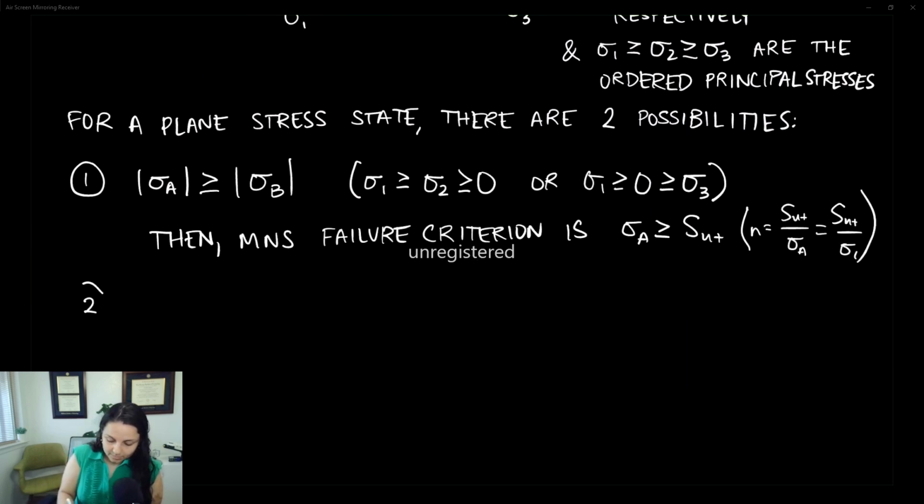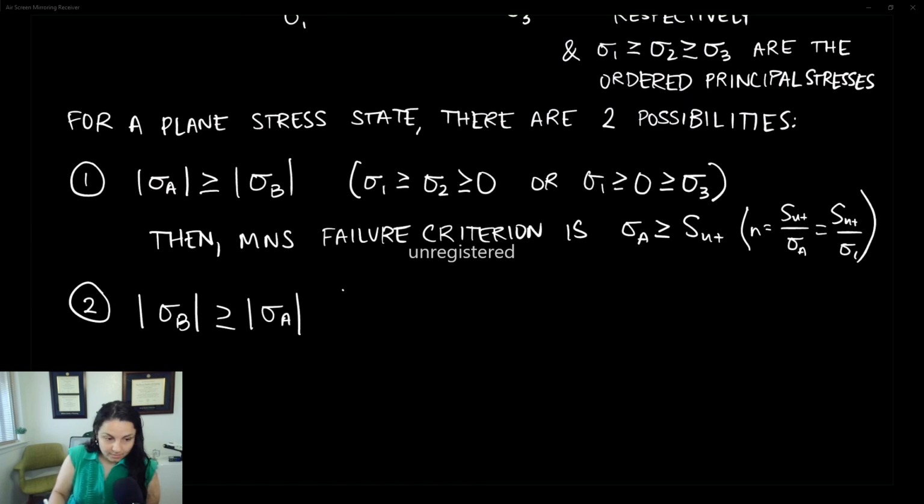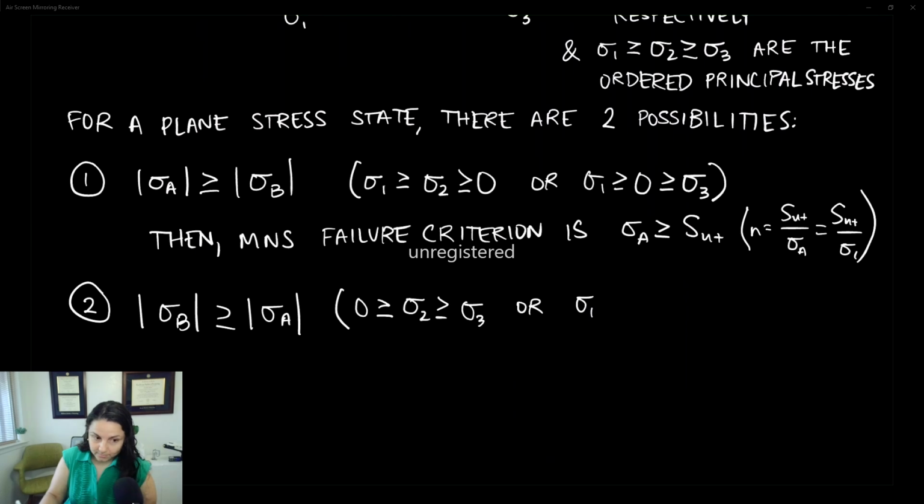Alright, and the other possibility, the only other thing that we could have, is that sigma B is greater than sigma A, which means that either sigma 1 or sigma 2 is 0, and sigma 3 is sigma B, and that is our greatest magnitude principal stress.